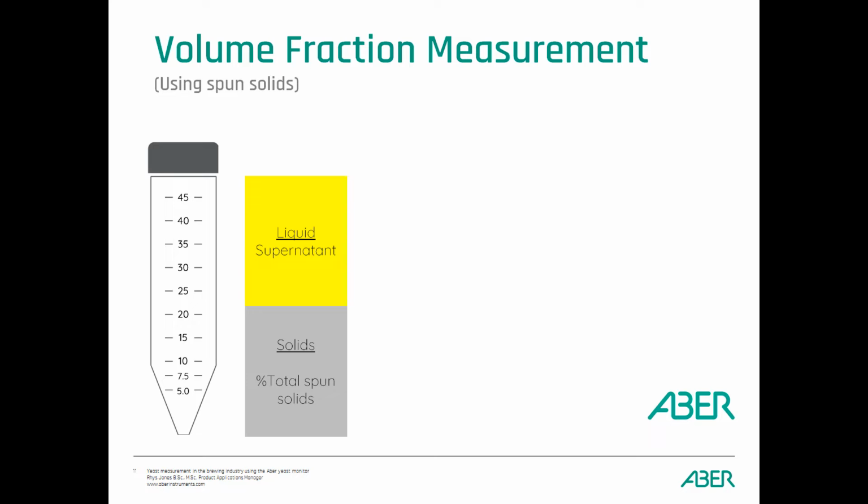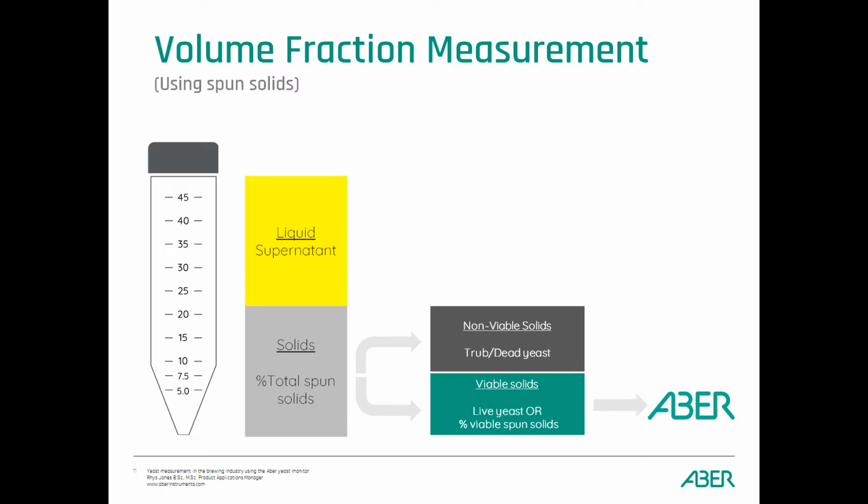As previously mentioned, the ABBA system is insensitive to the presence of dead cells, as well as trub, gas bubbles, and other solid media particles. Therefore, we can separate these further, and we measure only the live yeast concentration, or the viable spun solids. In other words, only the live, viable portion of the sample is being measured.